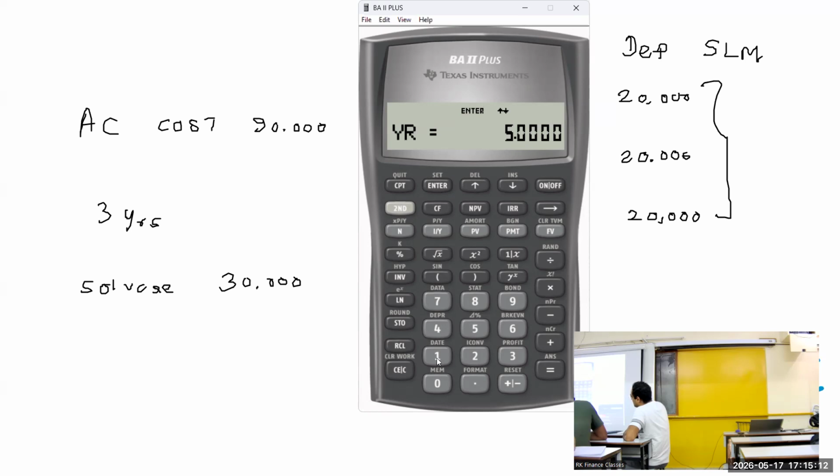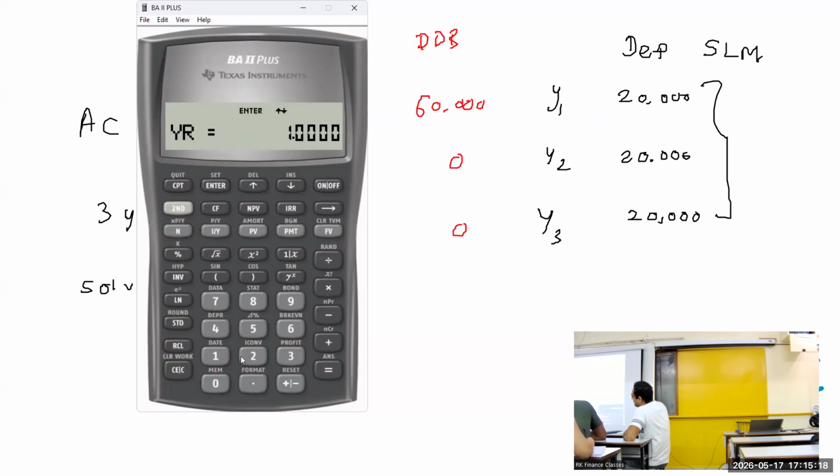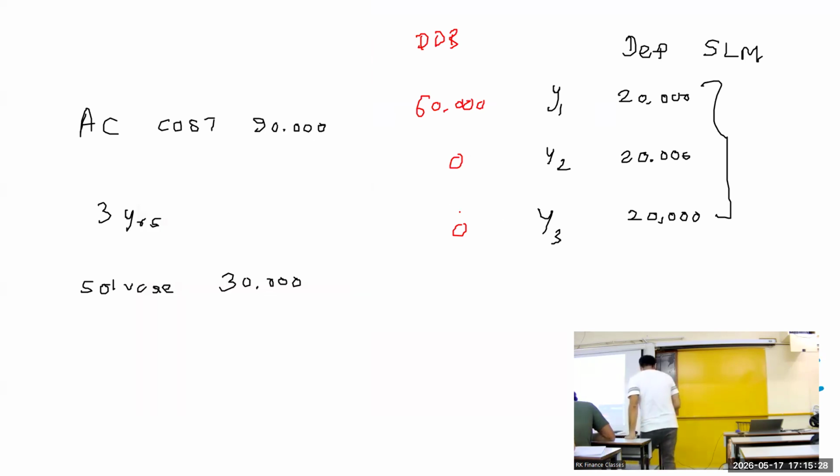Okay, year 1. Going down, depreciation is 60,000. Scroll up, year 2. Scrolling down, the depreciation is 0. Scrolling up, year 3 and depreciation is 0. Okay, why did 0 come? There is some reason to that.